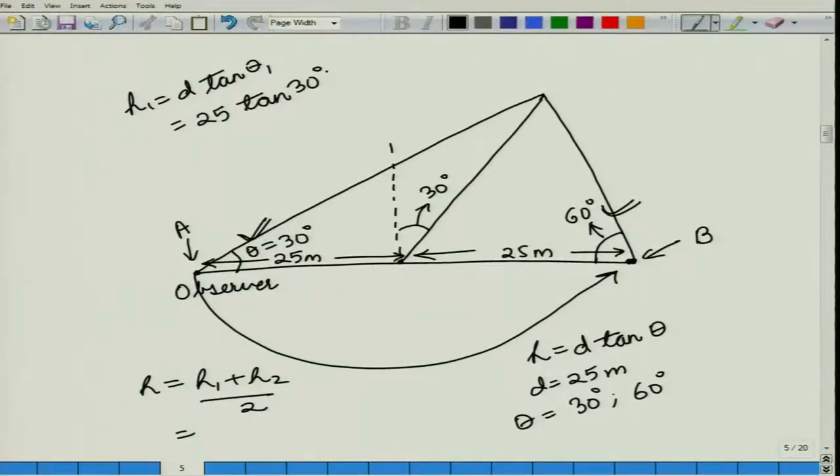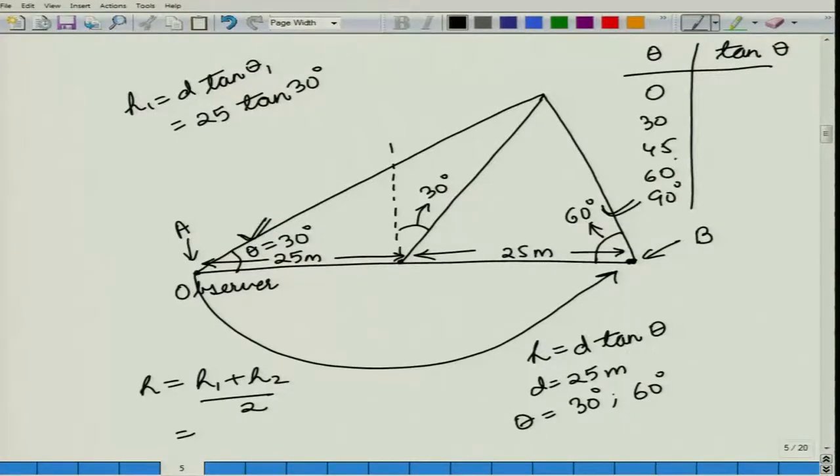Now, if we know the relation between theta and tan theta, for 0, 30, 45, 60 and 90 degrees, it comes to 0, 1 by root 3, 1, root 3, and not defined. So these are the relations between theta and tan theta. So 25 tan 30 degrees will be equal to 25 upon root 3. So that is H1. Then he measures the second height from the second position.